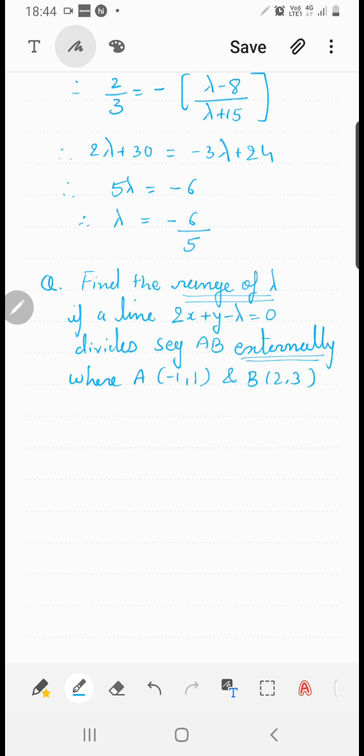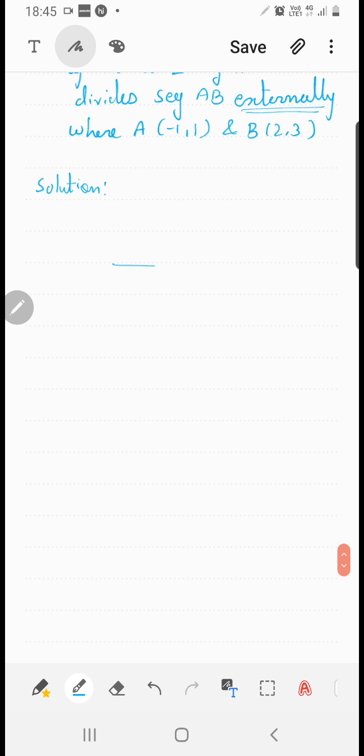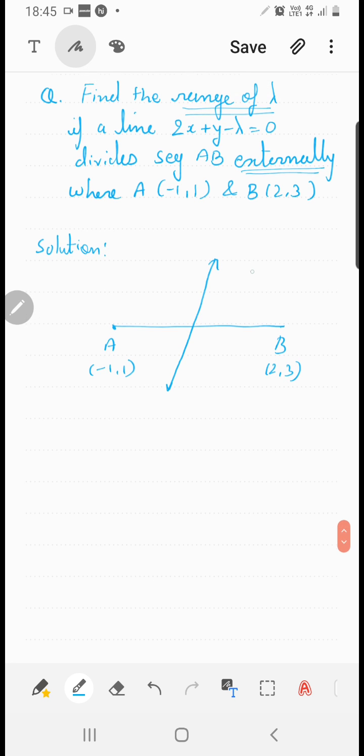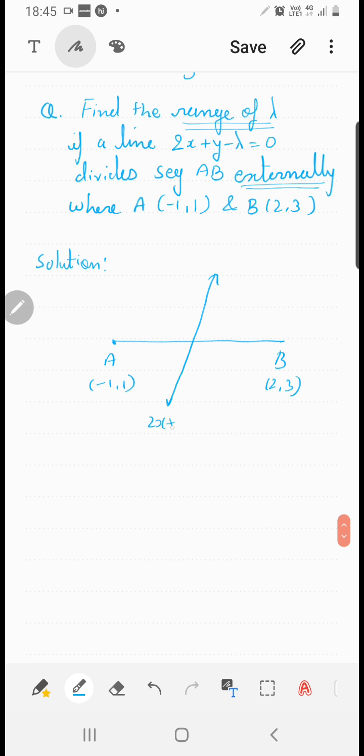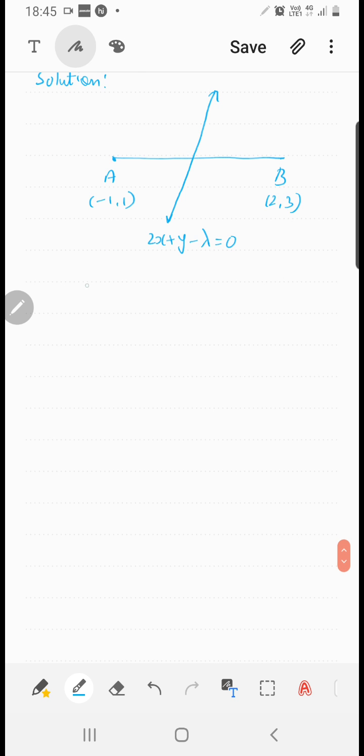Okay, so what we do is, again in the solution, let's start with the diagram. Here we have point A minus 1 comma 1, we have B 2 comma 3, and the line. The line is 2x plus y minus lambda equal to 0. Let's do one thing. Let's first find the ratio. Okay, it's a rough diagram, so I'm just showing it internally.